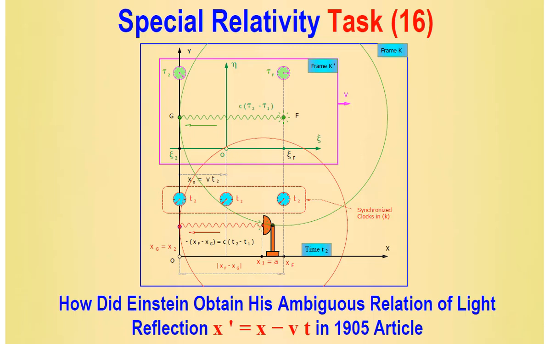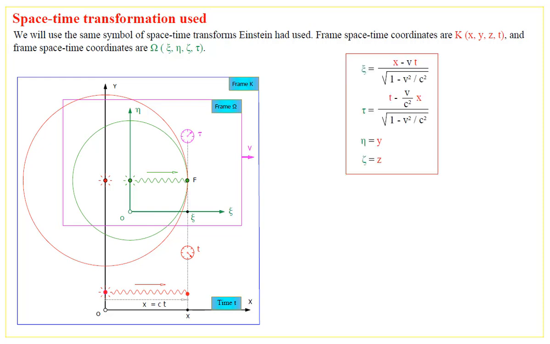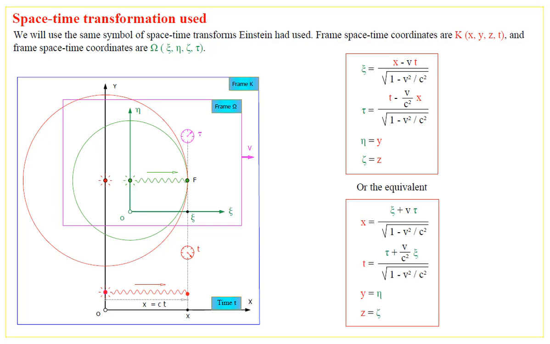Special relativity. How did Einstein obtain his ambiguous relation of light reflection x prime equals x minus v times t in his 1905 article? Spacetime transformation used. We will use the same symbols of spacetime transforms Einstein had used. Frame k has spacetime coordinates x, y, z, t, and frame omega has spacetime coordinates xi, eta, zeta, tau.